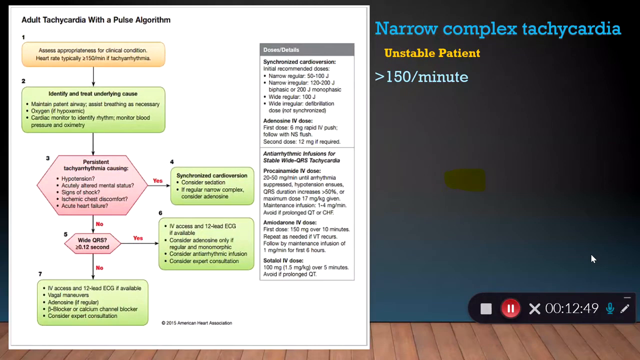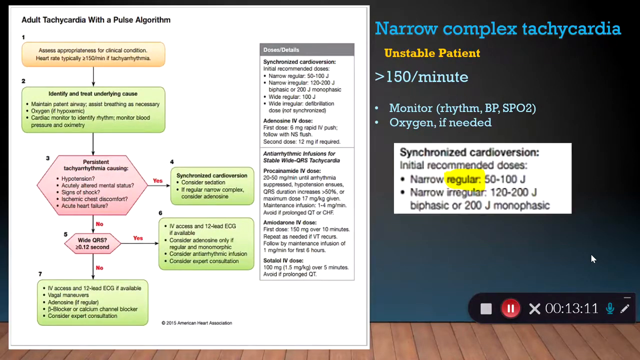If my patient's unstable, again, we're going to look at that rate. We're going to look at the same criteria which makes them stable or unstable. This rate needs to be above 150, or we're not going to treat it as a tachycardic rhythm that's cardiac in nature. Okay, so same thing. We're going to put them on the monitor. We're going to look at the blood pressure, the SpO2. We're going to give them oxygen if they need it, and then we're going to think about synchronized cardioversion, because remember what we said: unstable patients get electricity.